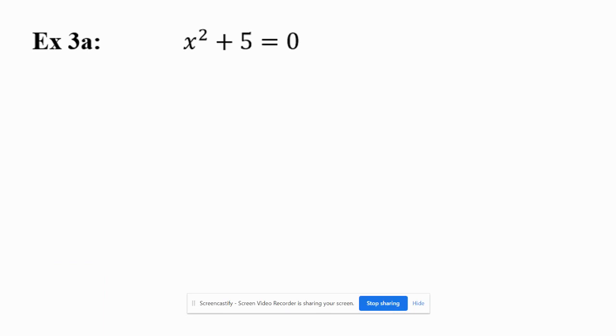3a, x squared plus 5 is equal to 0, same as before. We want to get the x squared by itself, so get rid of the positive 5 by subtracting 5 from both sides. On my left, 5 minus 5 cancels, giving me just x squared. On the right, 0 minus 5 gives us a negative 5. Then we undo the squaring by taking the square root from both sides. Again, from a previous problem, we know that the square root of x squared is just x. On the right, I'll take that to the side.